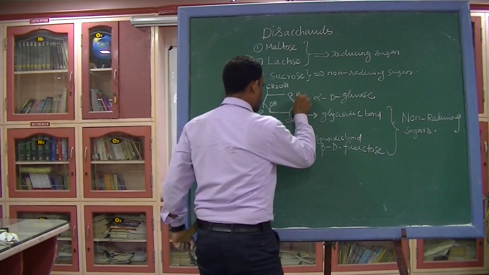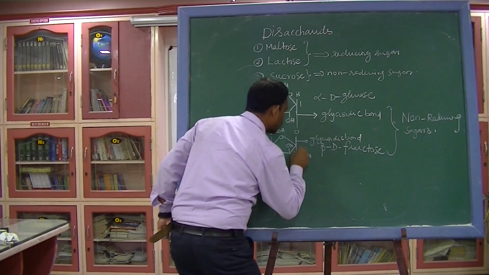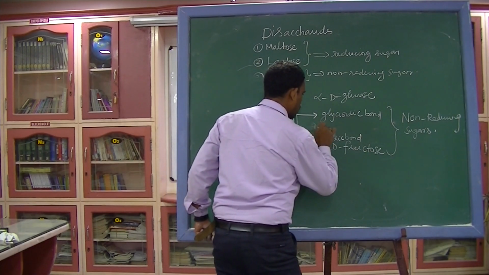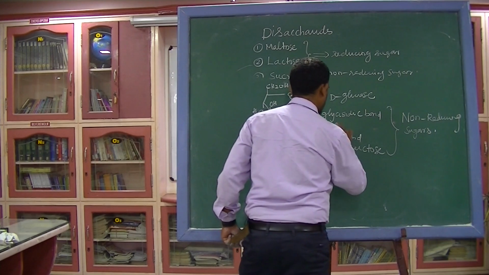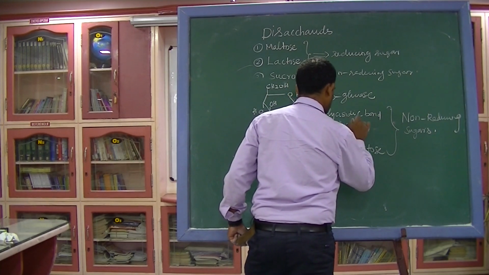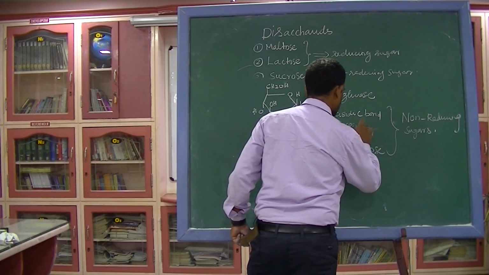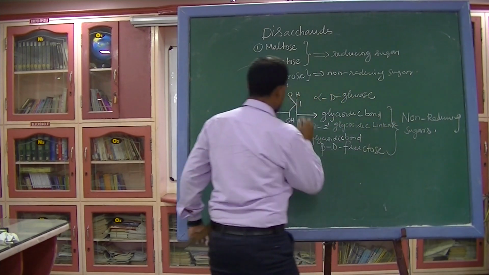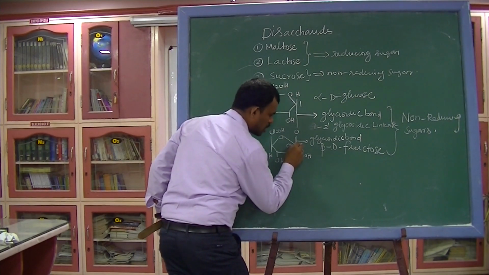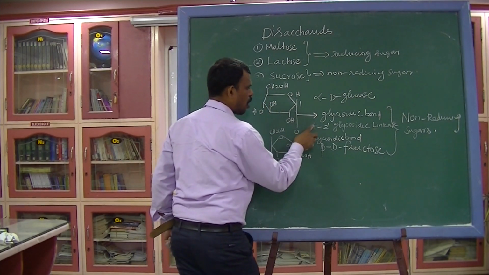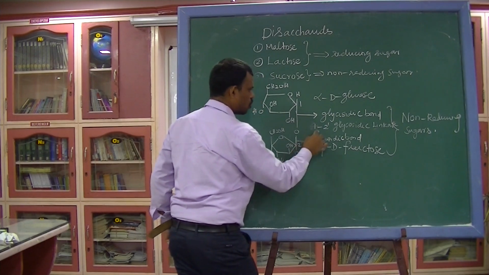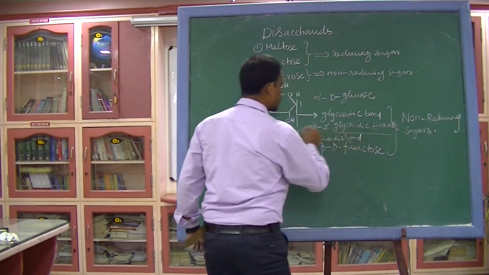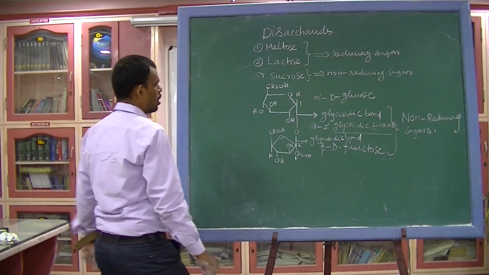So this is carbon number 1, whereas here this is carbon number 2. This carbon is 1, this anomeric carbon is 2. So this is a 1,2 glycosidic linkage. So this is the structure of sucrose.